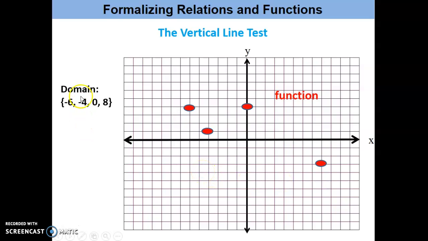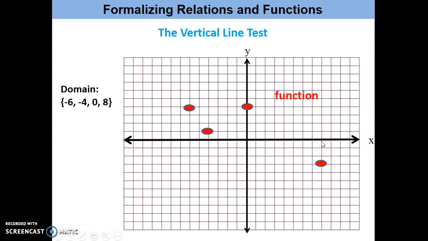Now, our domain using just coordinates. Well, it's just the numbers I was saying out loud. The first one, the x value is at -6. The next one is at -4. The one in the middle is at x equals 0. And our last one over here is at x equals +8.